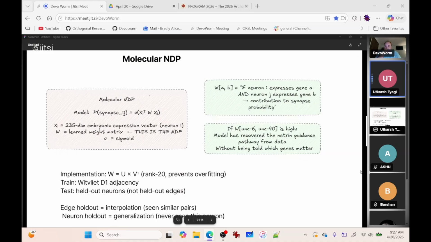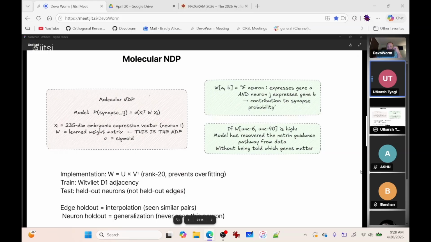And for evaluation, I used the neuron-level holdout. I removed all the edges involving a set of held-out neuron classes from the training loss, then evaluated on those neurons in the test set. This is stricter than edge-level holdout because that still lets the model see both neurons in training from other edges, and it is essentially interpolation. But neuron holdout means the model has never seen these specific neurons in training at all. And if it predicts their connectivity correctly, it has learned a transferable rule, which is my hypothesis.